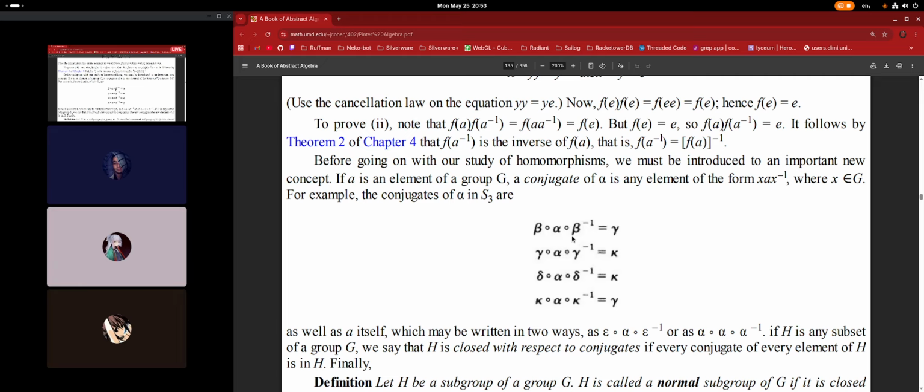Okay. And we have four of them. We actually have three. You have gamma, kappa, and alpha itself. What happened to beta? You can't reach beta by conjugating alpha, actually. The conjugates are the right side, not the left. Or rather, alpha conjugated by beta is equal to gamma, so the conjugates of alpha are the results that you get when conjugating alpha.